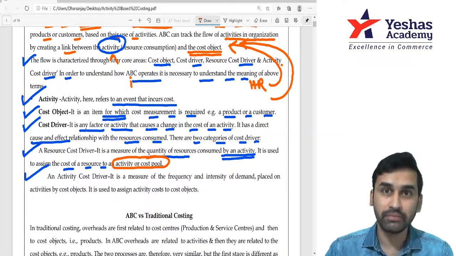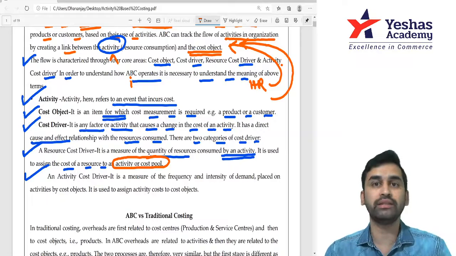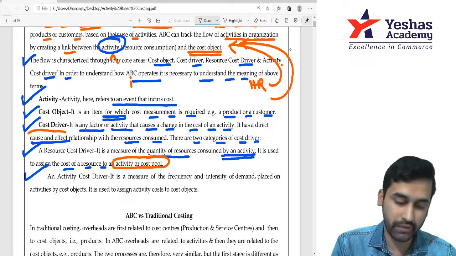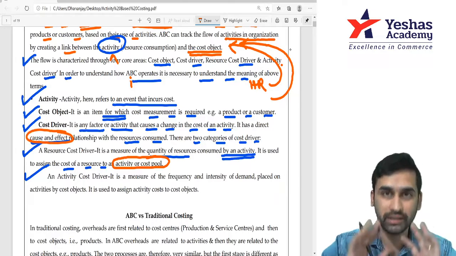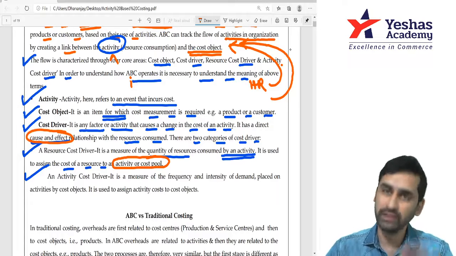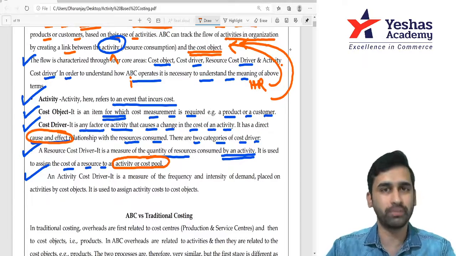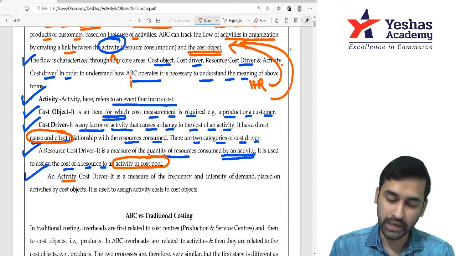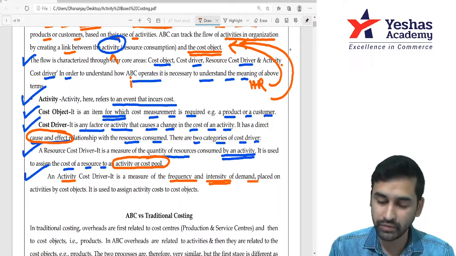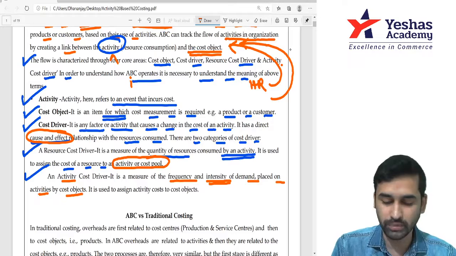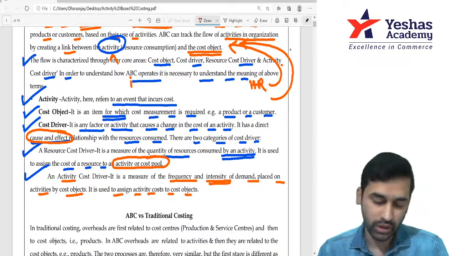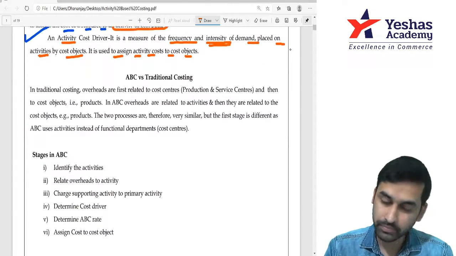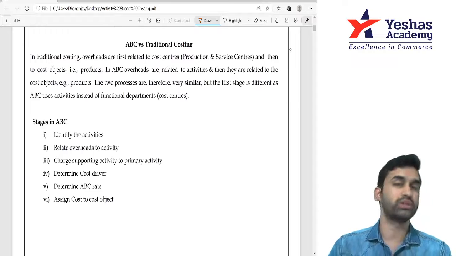Then cost driver means what? Anything that drives, anything that is the reason. See here, they have used the words cause and effect. Anything that drives the cost is cost driver. Give me 5 minutes. Once I start the problem, you will get to know these terms better. An activity cost driver is a measure of the frequency and intensity of demand placed on the activity by the cost object. It is used to assign activity cost to cost object. Okay, we will learn all this once we start question 1.